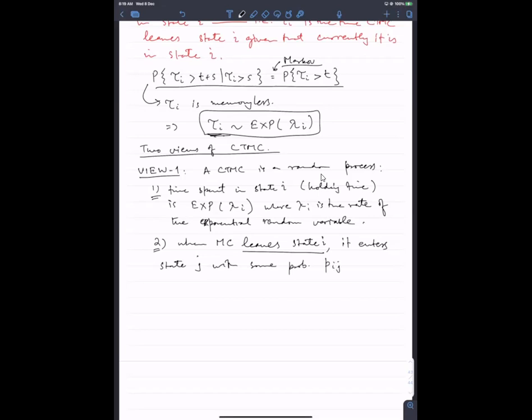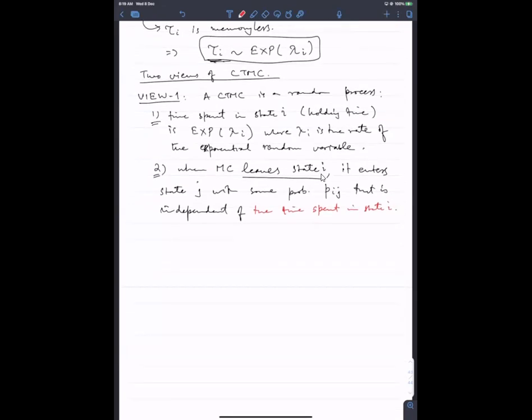Okay. It enters the state J with some probability Pij that is independent of the time spent in state I. So that's one view of CTMC. Holding times are exponential, and number two, you have probability transitions governed by some probability distributions.